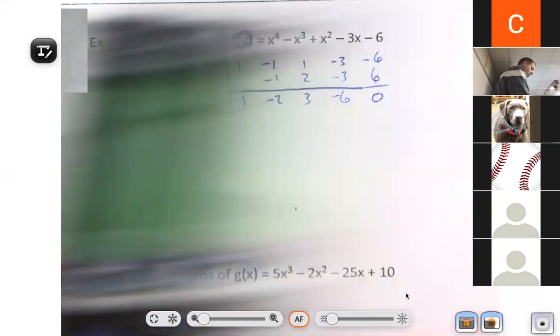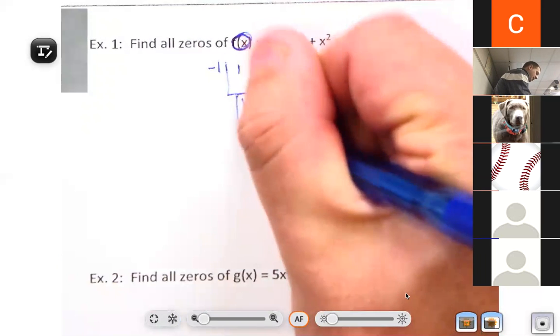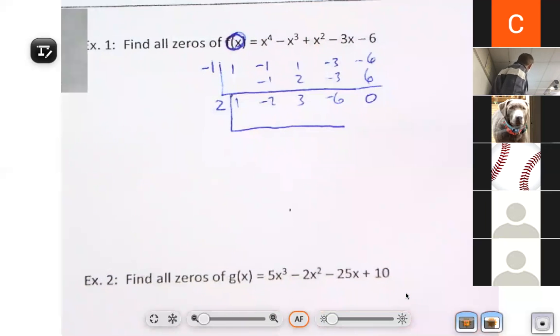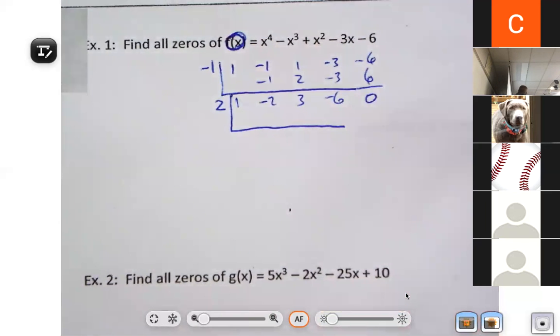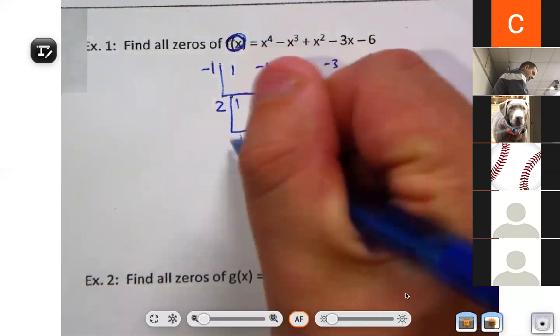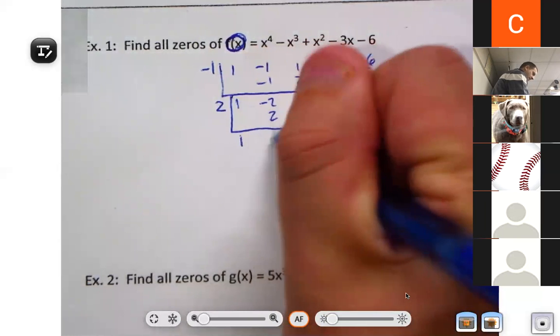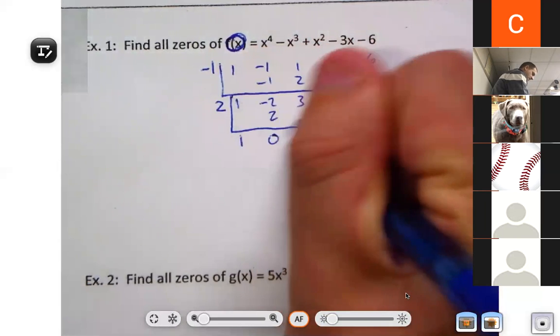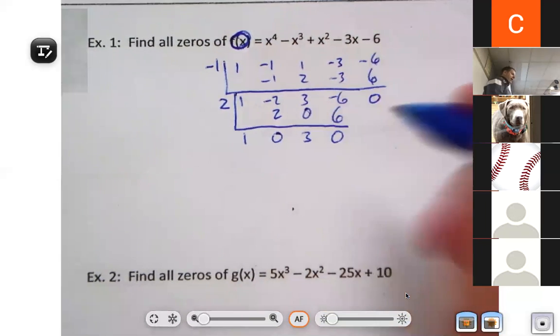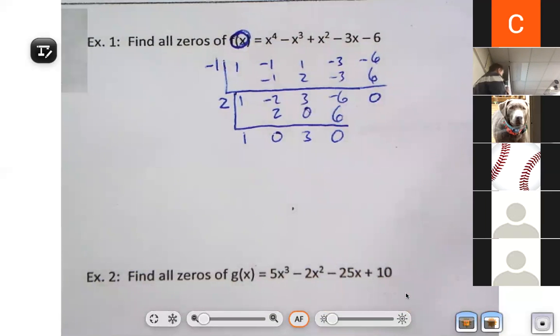So it is 2. That means I'm going to do a repeated synthetic division and put 2 on the outside. This is going to get it down to a quadratic, and then you'll see what we do from there. Bring the 1 down, multiply, add, multiply, add, multiply, add. And then I'll wait, make sure we're all on the same page.